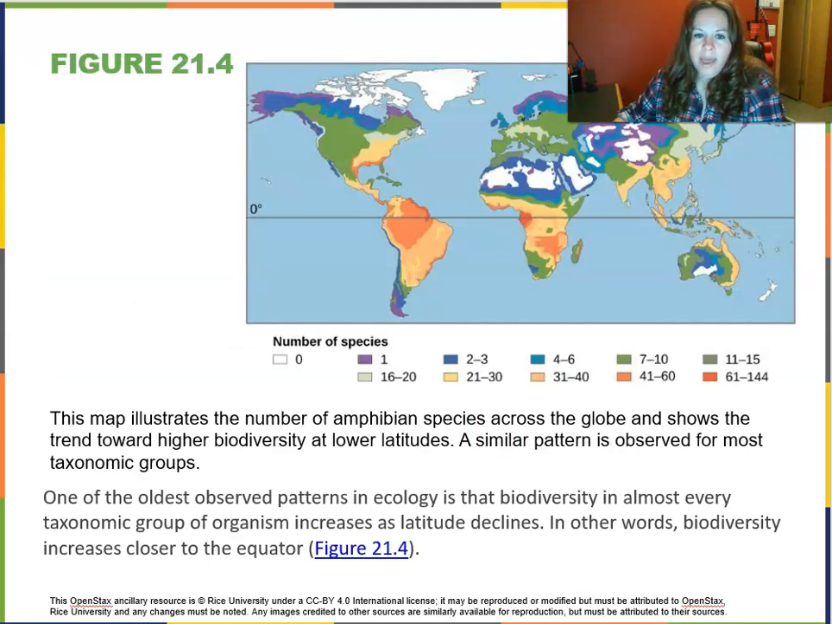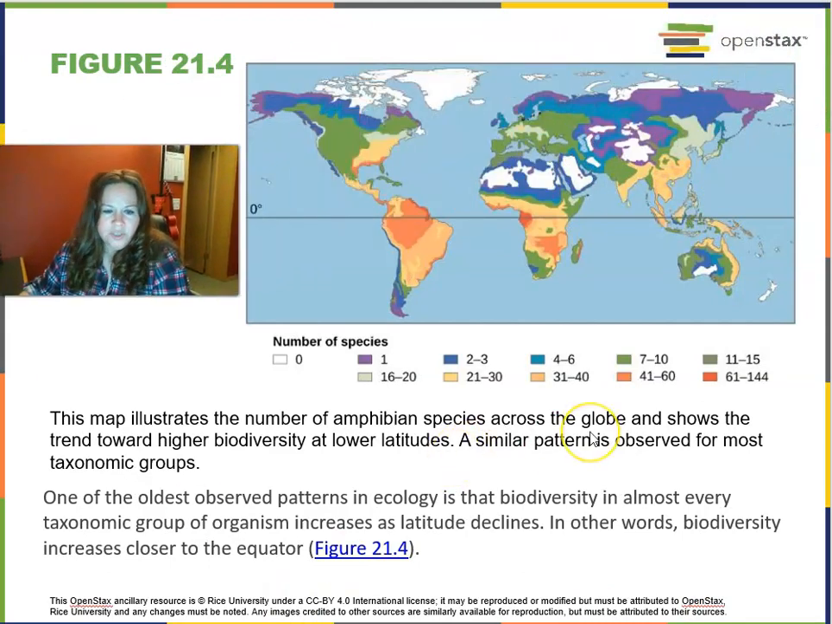So here we have a map. It helps to illustrate the number of amphibian species across the globe and shows the trend toward higher biodiversity at the lower latitudes. A similar pattern is observed for most taxonomic groups. Looking at the red and the orange, we're going to find this mostly in the equatorial or equator regions.